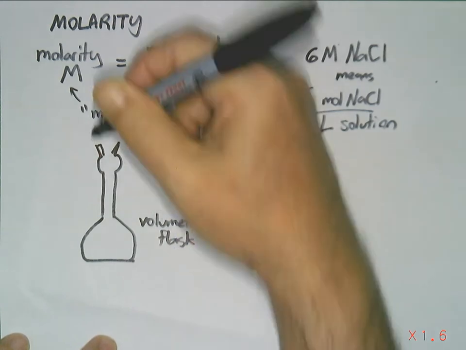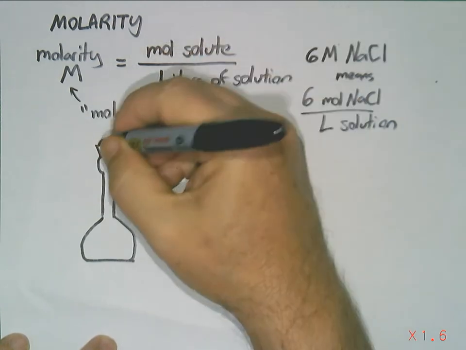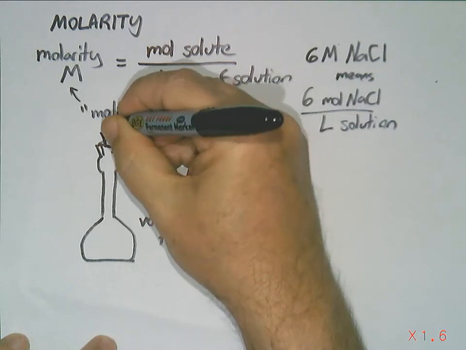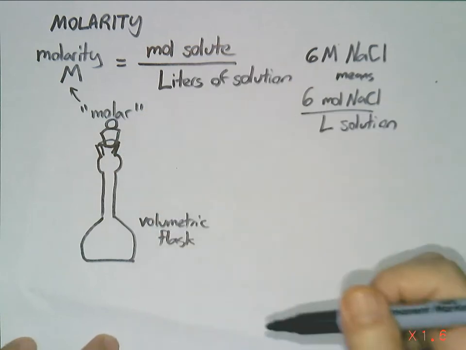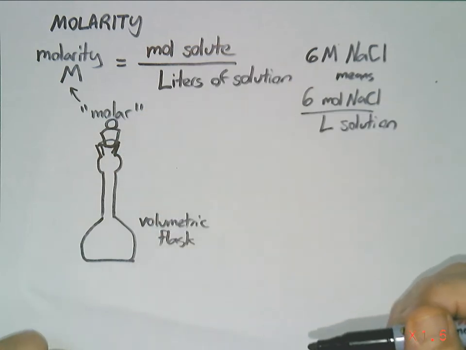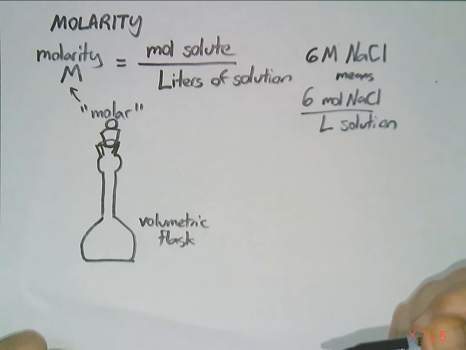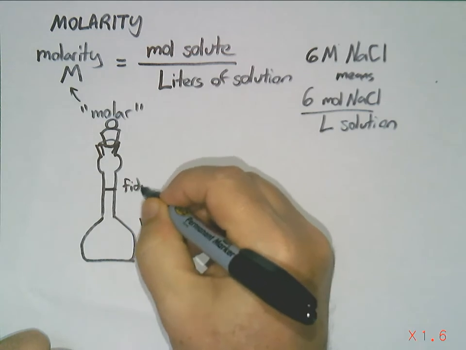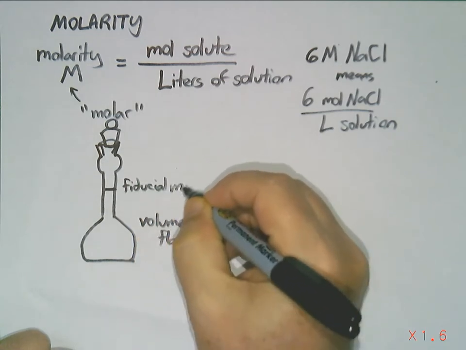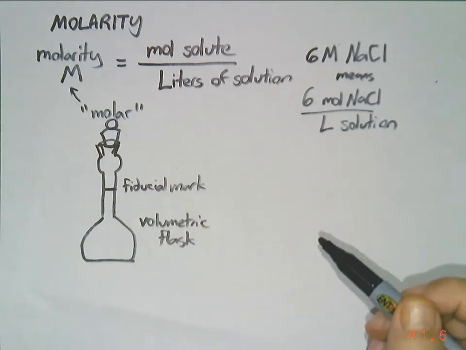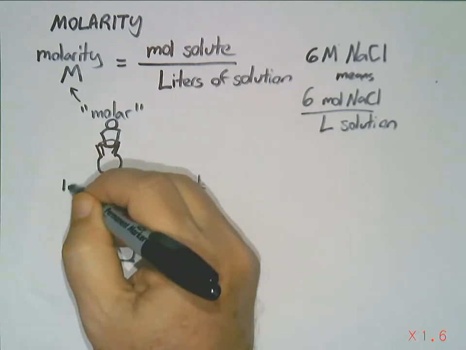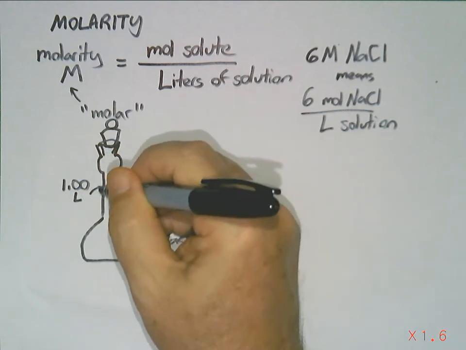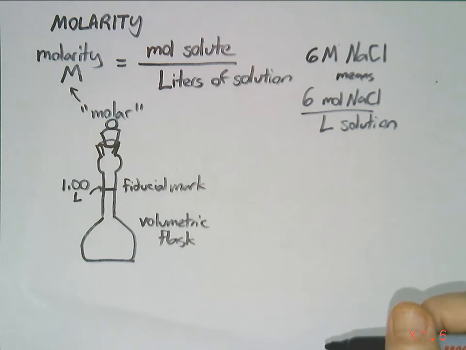And this neck up here is kind of a ground glass neck, and it's designed so that it has a stopper, usually a glass stopper, but sometimes plastic, that fits exactly into that ground glass joint there. So what you get is a watertight seal. And there's a little mark here, a fiducial mark, that the manufacturer etches on the side. If this is a 1 liter flask, it means that you have 3 or 4 significant digits when you fill the flask up to that mark.